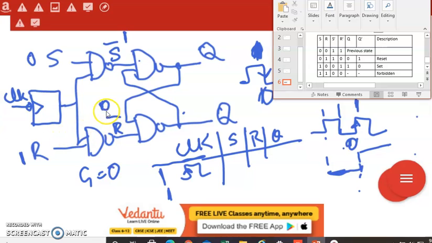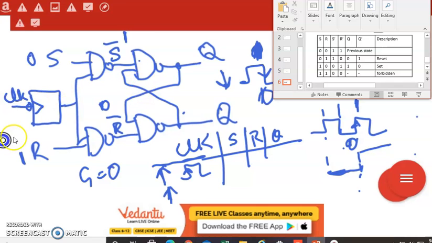This is how we can work out the negative edge triggered SR flip-flop or positive edge triggered SR flip-flop. The truth table remains the same. I need not show this S bar, R bar. I've written it only for your better understanding. So just write down what your S and R are and write down the clock. This can also be shown like an up arrow. The positive edge can be shown as an up arrow, and the negative edge can be shown as a down arrow, which indicates the negative edge of the clock.